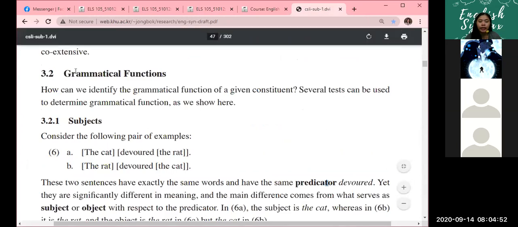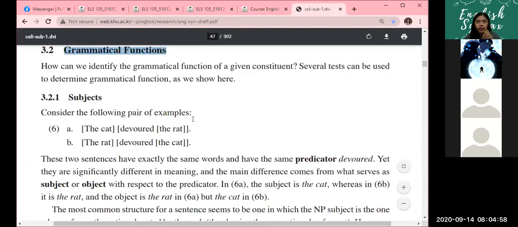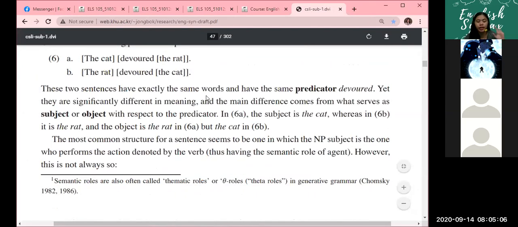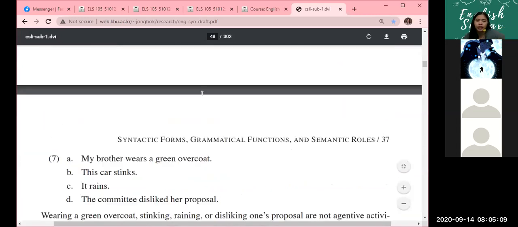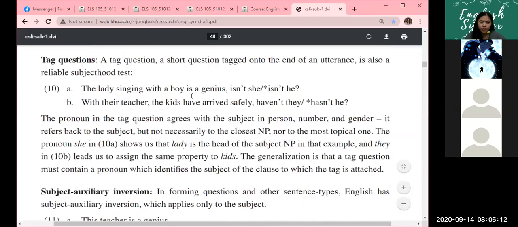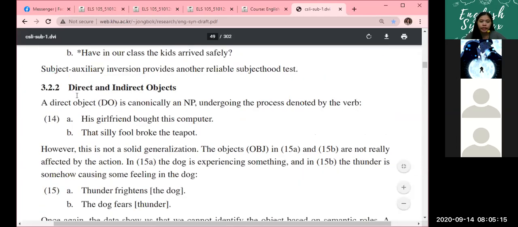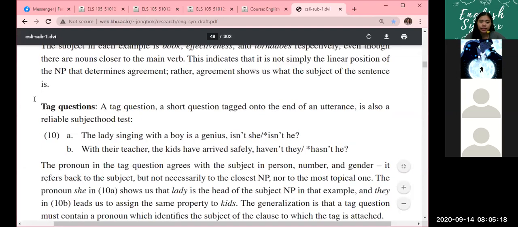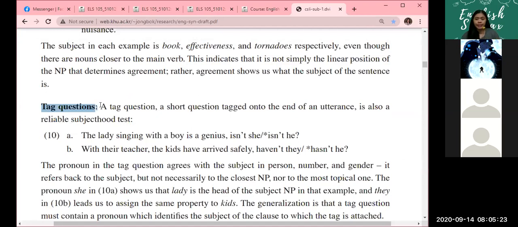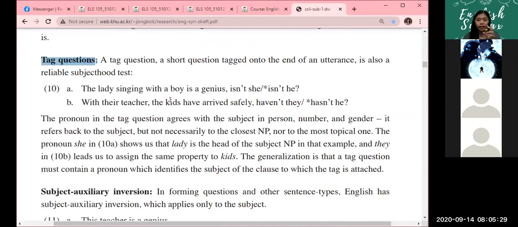So these are the grammatical functions mentioned in the book. You can read more about them, but I will lightly touch on them in this discussion. We have the subject, which is of course the star ng Pasko, the star of the sentence. We also have direct and indirect objects. Now, if you notice, there are some subparts of that portion. This is because these are tests, or ways to identify whether that particular phrase or word is indeed the subject of the sentence.